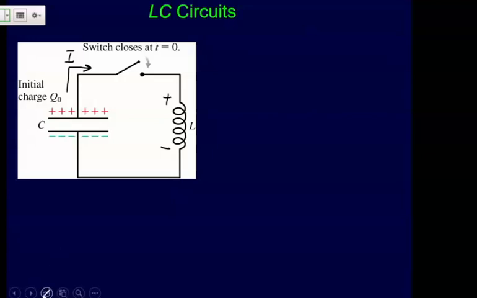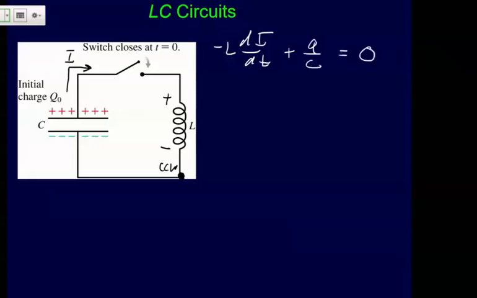So to do that, I'll start down here, and from that point, I'll go counterclockwise. And so when I do that, I get negative L di/dt, that's the voltage across the inductor, and then plus Q over C, that's the voltage across the capacitor, and that equals 0. So according to Kirchhoff's rules, this will be the sum of our voltages, and those should add up to equal 0.